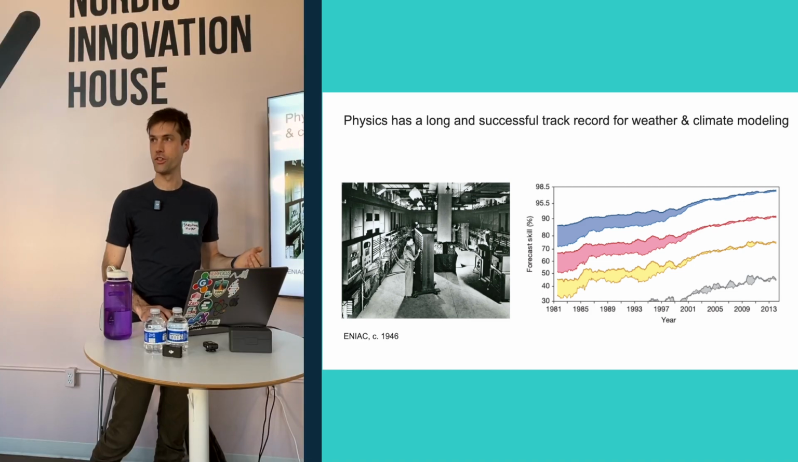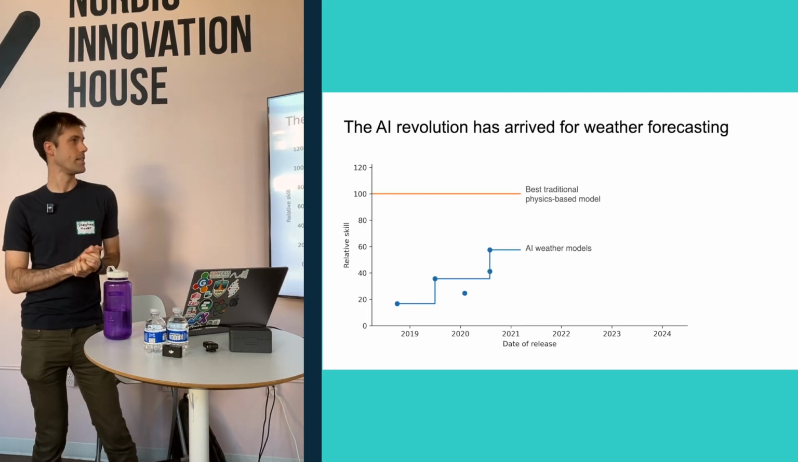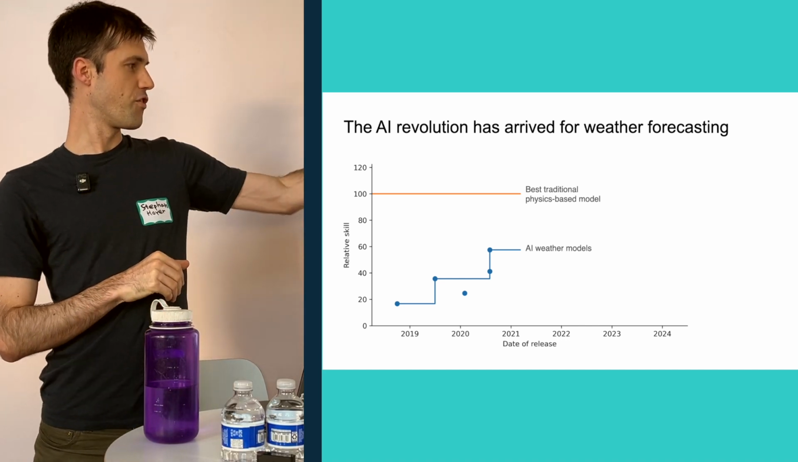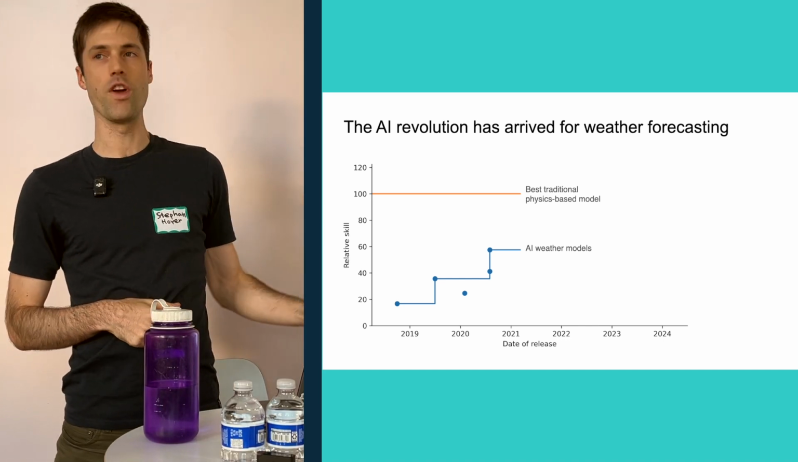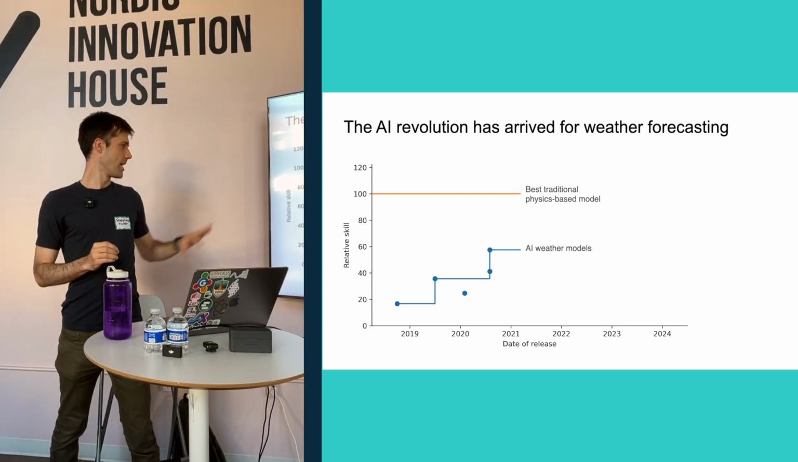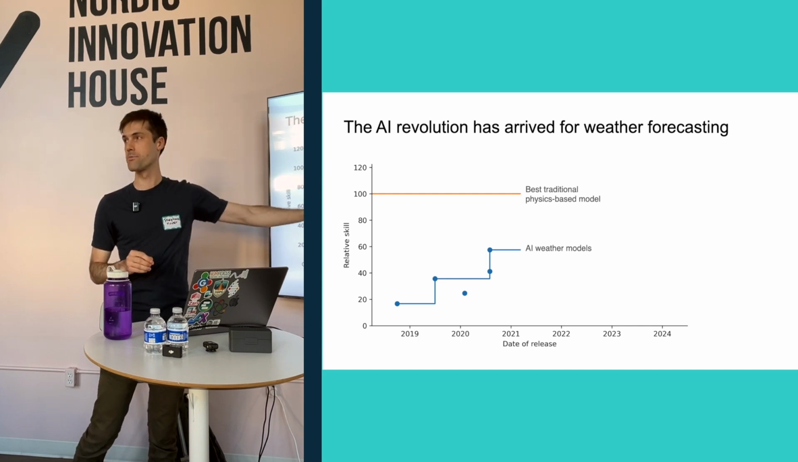Something has changed pretty dramatically in weather forecasting just over the last couple years. And that is that AI methods have arrived. A couple years ago when we started working on this, there were a few early experiments at doing AI weather models. The models were pretty bad. They were toy examples. They were maybe half as accurate as the best traditional physics-based models.